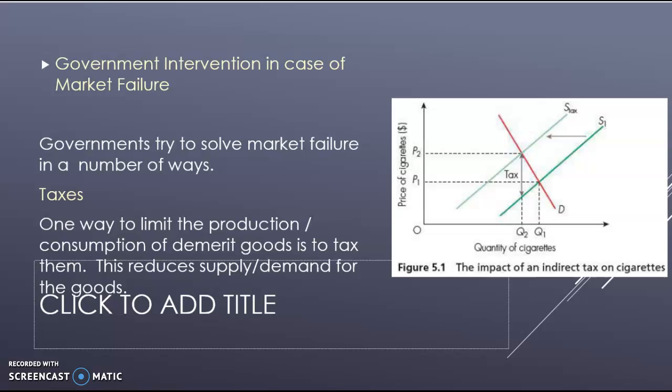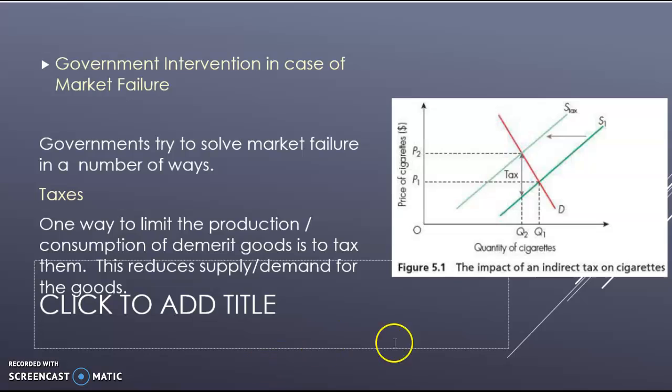Good morning, boys. Okay, today we're going to continue to look at the idea of externalities, and in particular today we're looking at what government can do to help solve the market failure that is caused by those externalities.